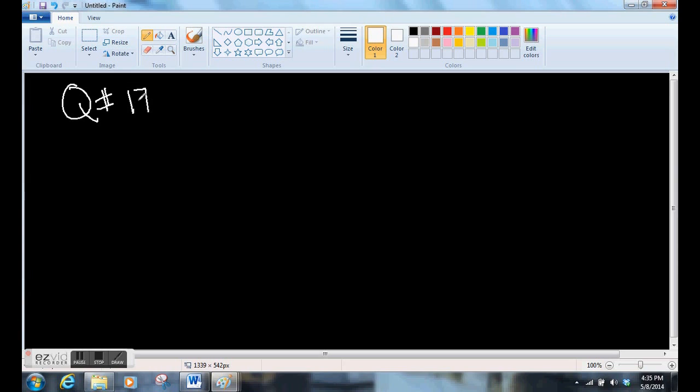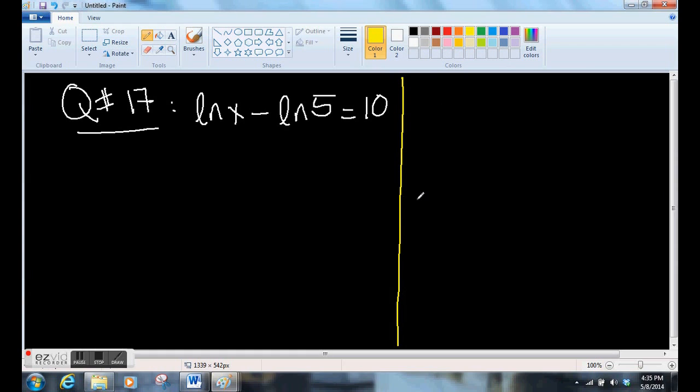Here is another one, question number 17. We have natural log of x minus natural log of 5 equals 10. Well, there's a couple of ways to do this one. Here's one way to do it. According to our log properties, this is natural log of x divided by 5. The subtraction means you can combine these two into x divided by 5. That equals 10. I haven't done anything, I just rearranged the equation.